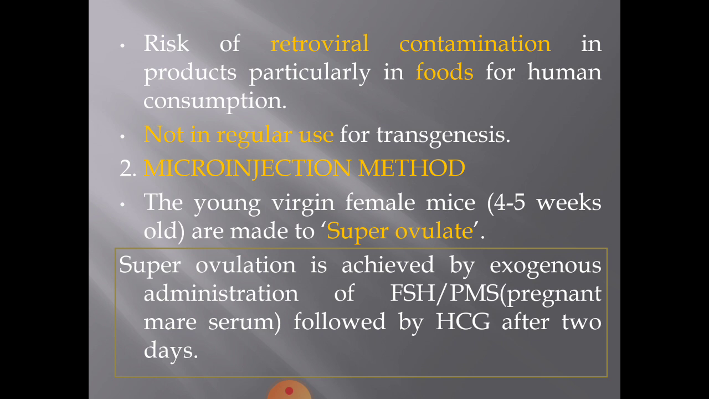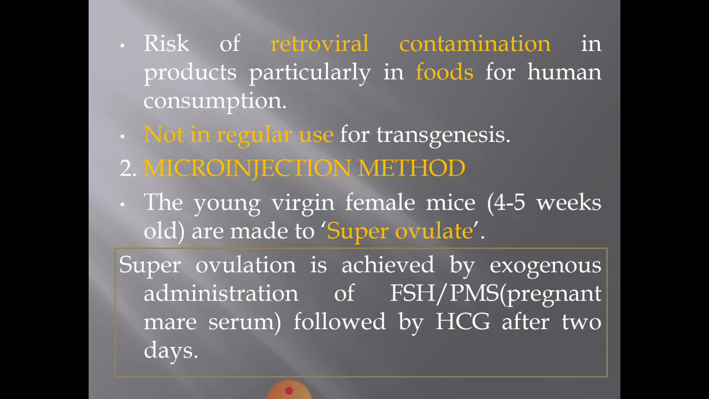So what you will do? You will take young virgin female mice. You will give the injections of either FSH or PMS. All dosages need to be fixed and maintained very thoroughly. Okay.